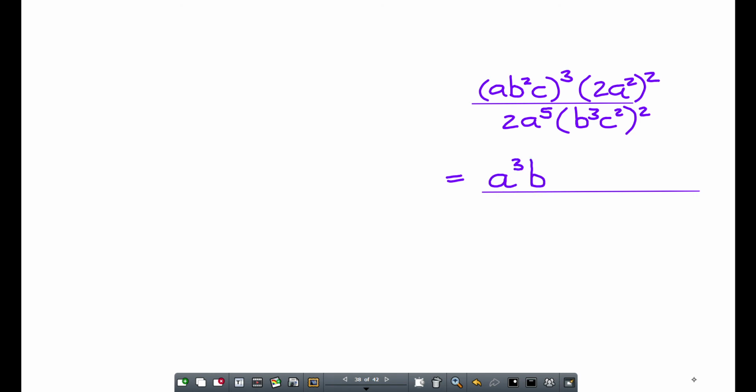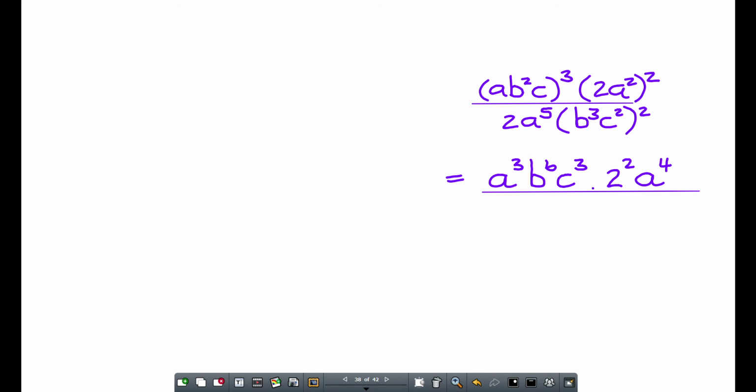Then b, have a look. B was actually b to the power of 2, and then to the power of 3. So what will it become? B to the power of 6. And then c was c to the power of 1, but that to the power of 3 will become c to the power of 3. Times. Now remember that to the power of 2 applies to everything in the bracket. So I actually have 2 to the power of 2, and then a to the power of 2 times 2, meaning 4. Are you guys fine with that?